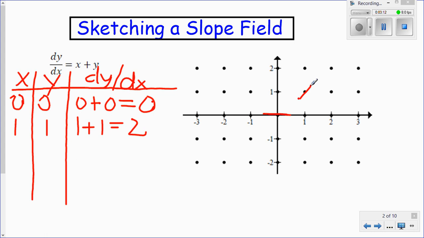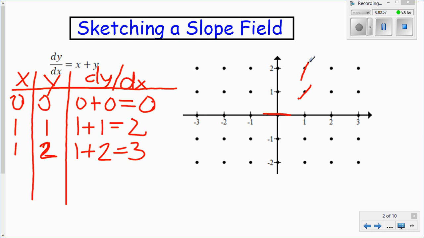Why don't we go to the point (1, 2). Again, we're adding 1 plus 2, which is going to equal 3. What I wanted to show you is that at the point (1, 1), I just drew a tangent line that has a slope of 2. If the slope is positive, then obviously you want your tangent line to rise from left to right. So I do want to draw a line with a positive slope, but a little bit steeper than the line that I just drew. So maybe something like that.